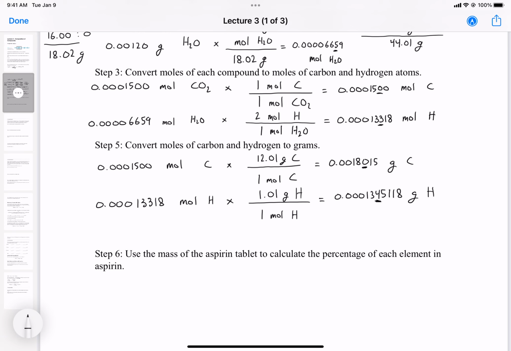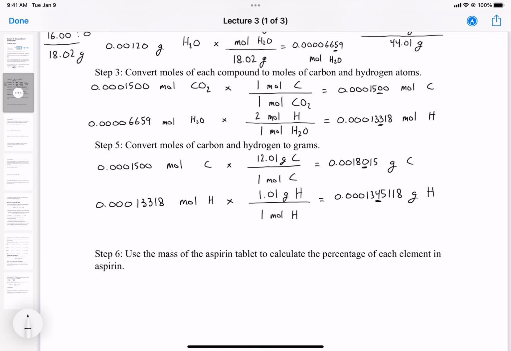Okay, hello everyone. Let's continue on. So we're going to now find how much percentage of the aspirin tablet is carbon, hydrogen, and oxygen. So let's use the mass of the aspirin tablet to calculate the percentage of each element.